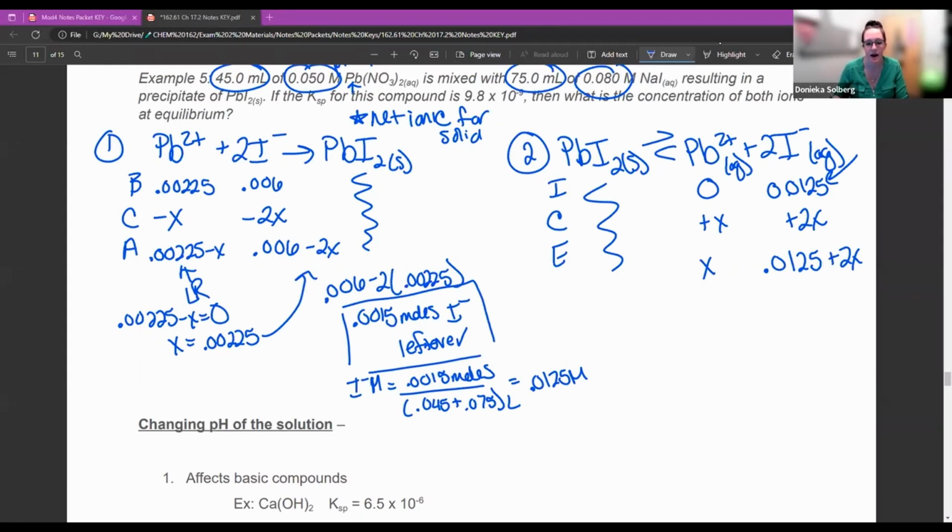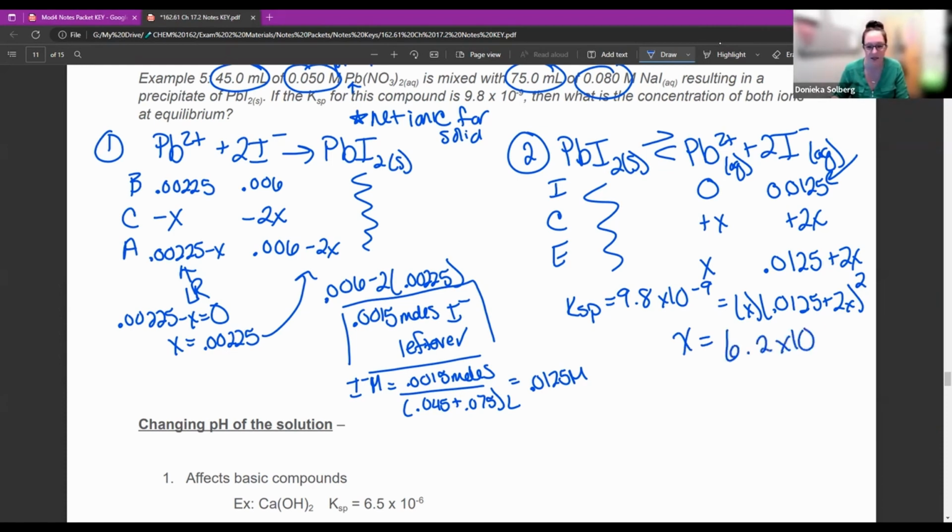I'm right here. I have KSP from the problem is 9.8 times 10 to the negative 9th. That is going to be this times this squared. Okay, so x times (0.0125 plus 2x) squared. And then I need to solve for x, all right? Use your solver or drop the plus 2x, however you would like to do it. I get x is 6.2 times 10 to the negative 5th.